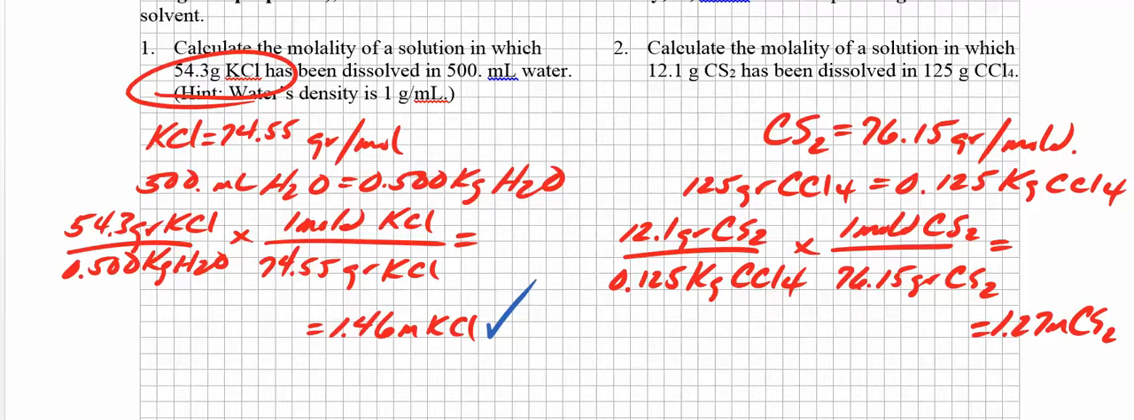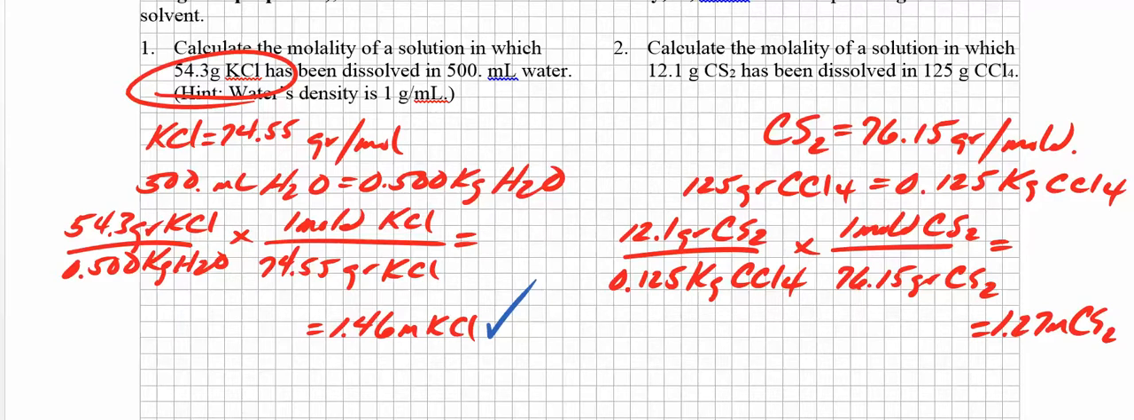Let's take a look at the second one. Number two says, calculate the molality of a solution in which 12.1 grams of carbon disulphide has been dissolved in 125 grams of carbon tetrachloride. All right, so carbon disulphide is the solute, carbon tetrachloride the solvent. First thing we're going to do is add up carbon and 2 sulfurs to give us the molecular weight of the carbon disulphide. So that's going to add up to 76.15 grams per mole.